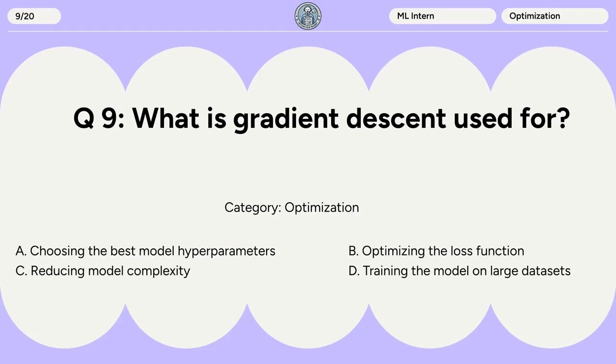Question 9. What is gradient descent used for? A. Choosing the best model hyperparameters. B. Optimizing the loss function. C. Reducing model complexity. D. Training the model on large datasets.